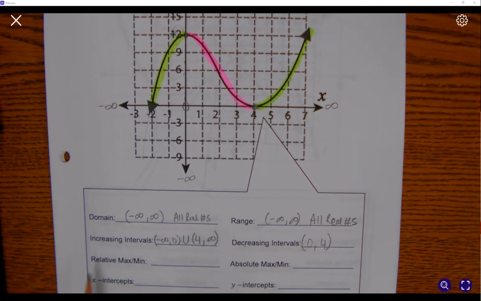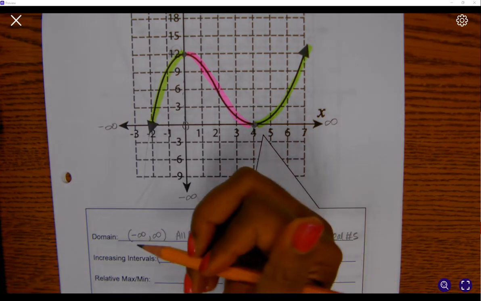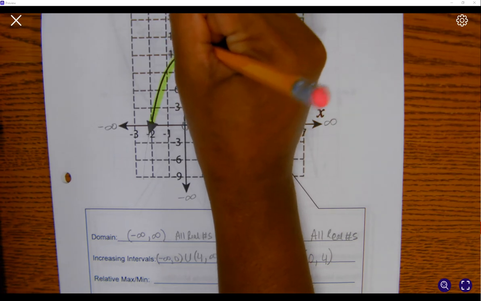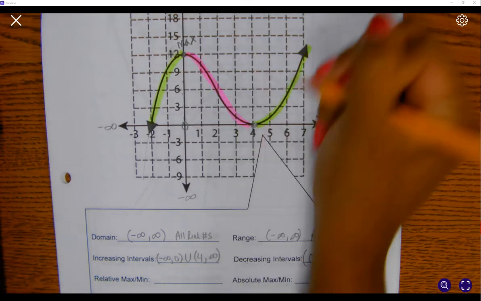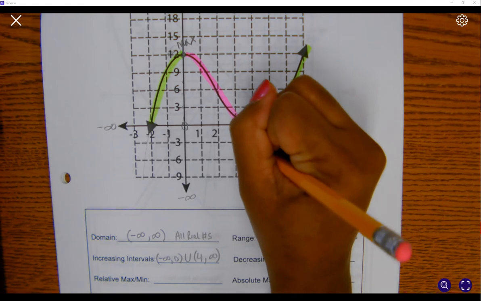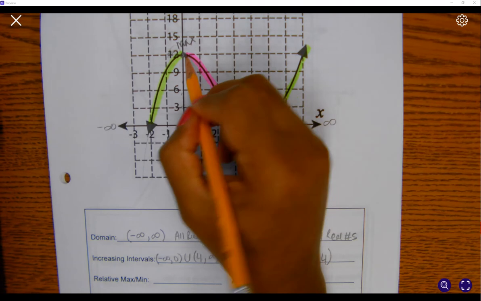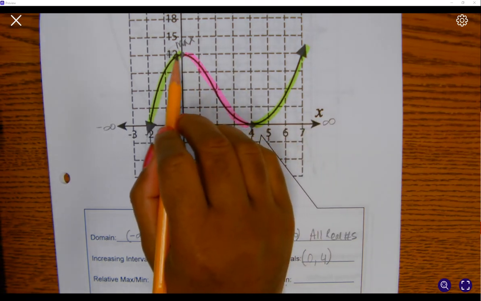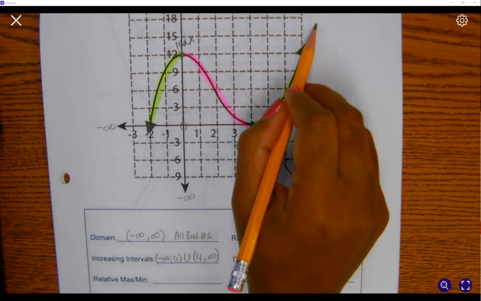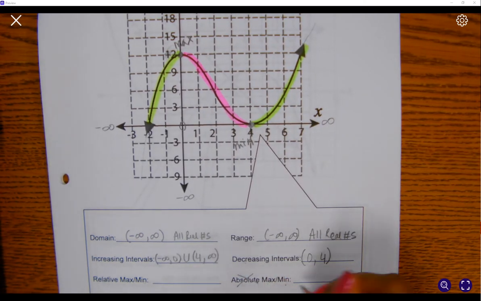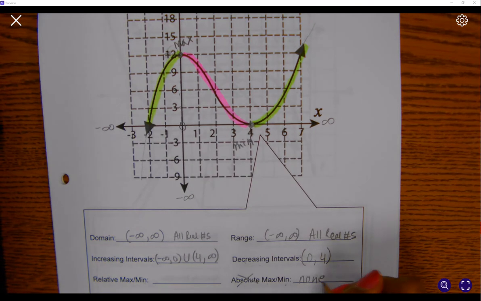Alright, so this question is asking you to find the relative maximum and minimum and the absolute maximum and minimum. So let's see. Here you have a maximum because it's a hill, and then here you have your minimum. So we need to figure out if it's relative or absolute. So this one, it is not the absolute because it is not the highest point. This function keeps going up. So this one is a relative maximum. It actually doesn't have an absolute maximum or minimum. So we can say none here.